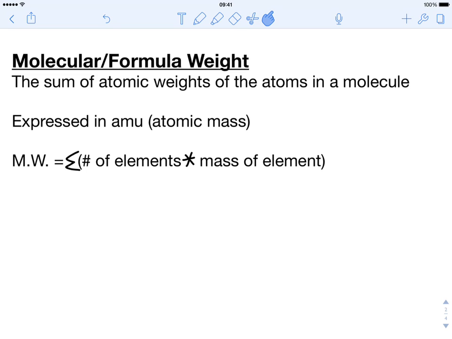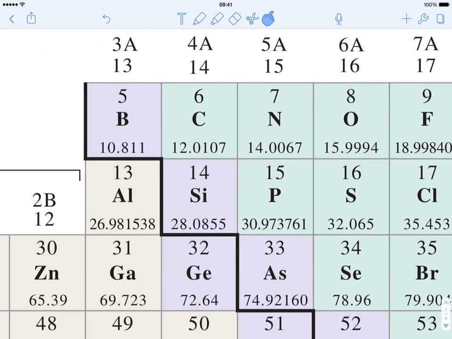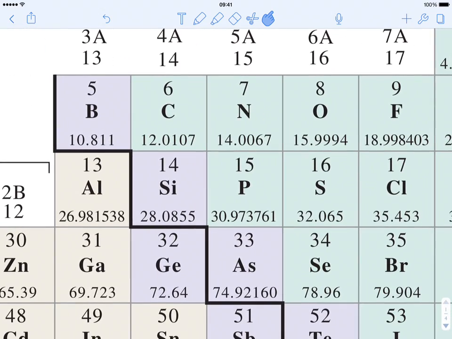Now, the reason why I have a slash between the words molecular and formula is because for the purposes of this course, both words mean the same exact thing. So regardless if someone says molecular weight or if they say formula weight, they're talking about the same exact thing. Now, the molecular weight is the sum of atomic weights of the atoms in a molecule. And this number is expressed in AMU. So that's the unit that we use.